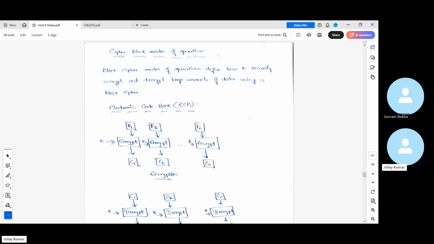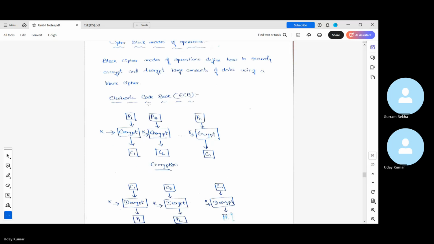And cipher block modes of operations. Block cipher modes of operations define how to securely encrypt and decrypt large amounts of data using a block cipher. Okay, so there are different modes, students.